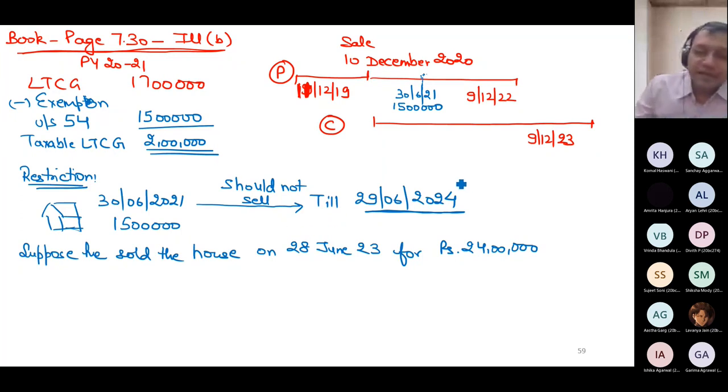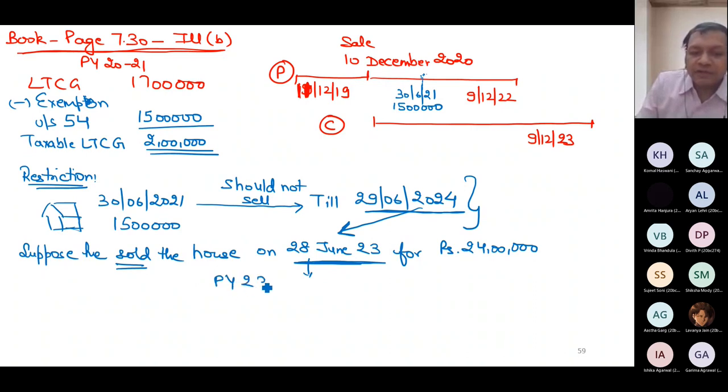Income Tax Act says that I should not sell this house till 29th June 24, but I did. I sold the house on 28th June 23. That means before this time limit. Can you tell me this date comes in which year? Previous year 23-24. Now can you tell me in previous year 23-24 what will happen? Can you think logically what should happen in 23-24?